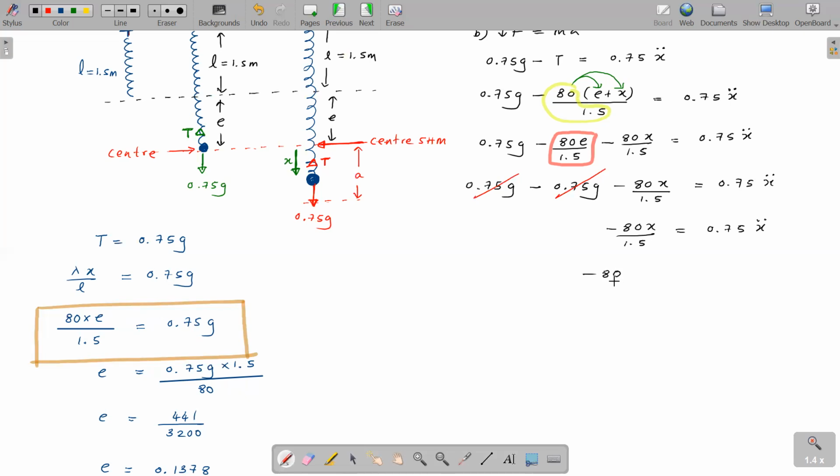So we get minus 80 x divided by 1.5 into 0.75 equals x double dot. So we get minus 640 over 9 equals x double dot. Can you see? So this is the characteristic equation. Therefore, P, the particle, moves in simple harmonic motion. Is this clear?